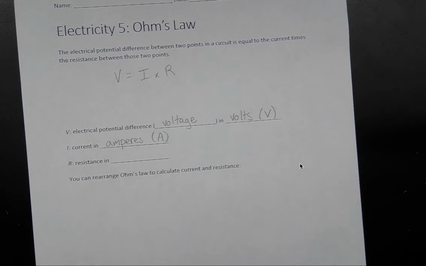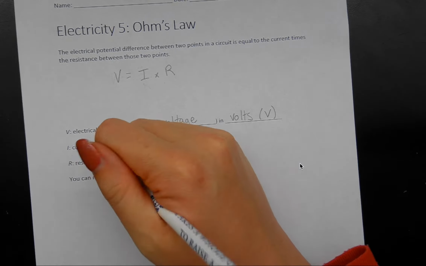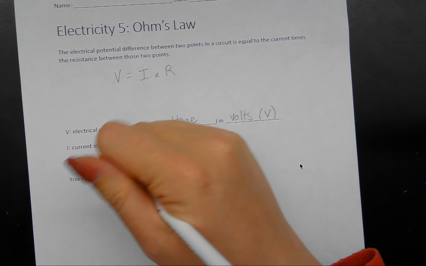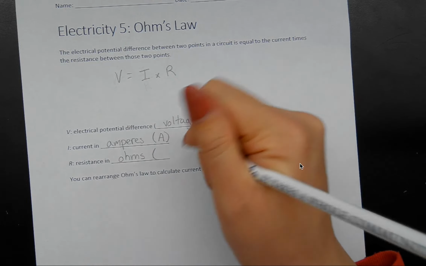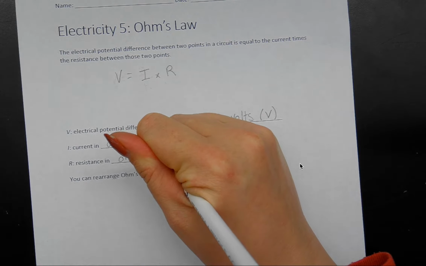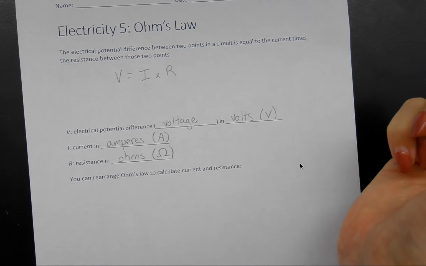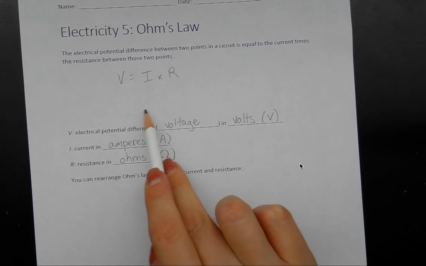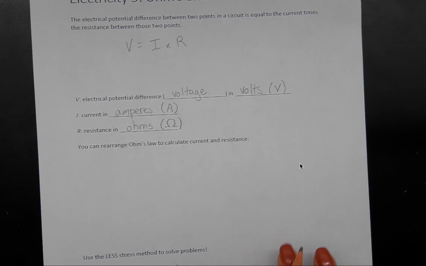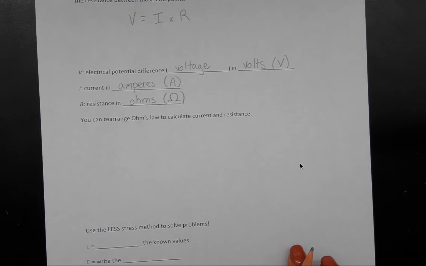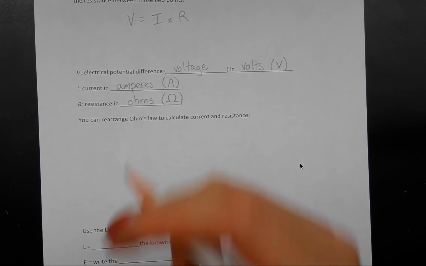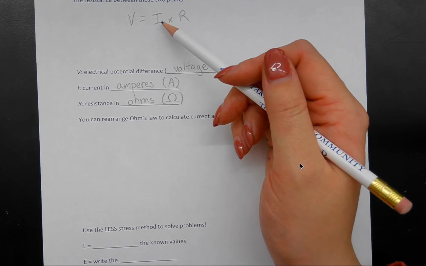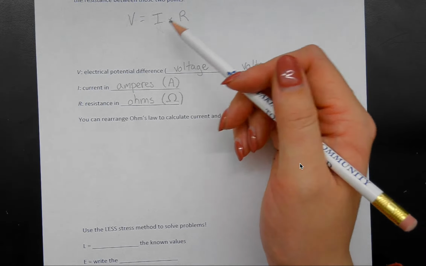And the last one is resistance. We measure resistance in ohms. And this is the one that is symbolized with a little omega sign, like that. Okay, so this is our equation for getting the voltage, but you can also rearrange this using some algebra to calculate either the current or the resistance. Now I'm going to show you a little trick for any formula where you have something equals something times something, or something equals something divided by something.